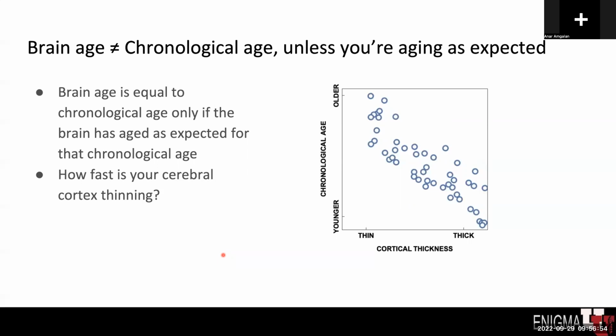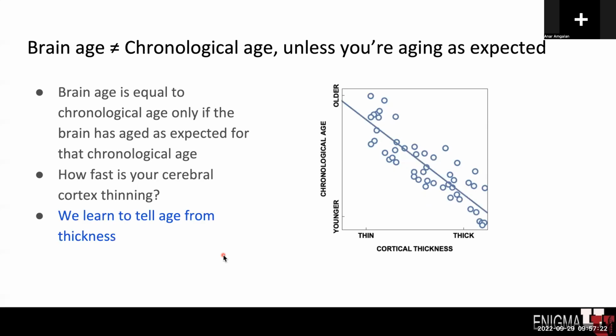The chronological age is the number of years you've lived since you were born, calendar years. Brain age equals, by definition, chronological age, but only if the brain of the person has aged as expected for that chronological age. So how do we compute it? We're trying to capture this cortical thinning process into a measure of aging, and we call that brain age.